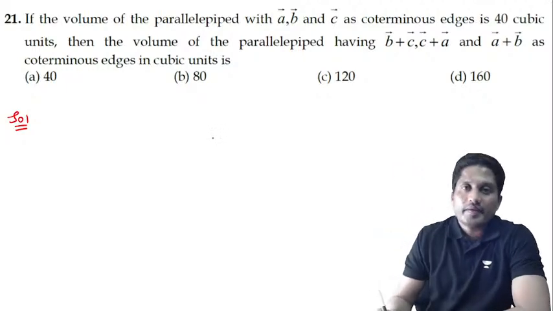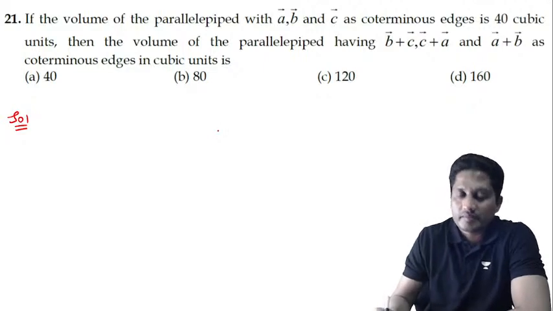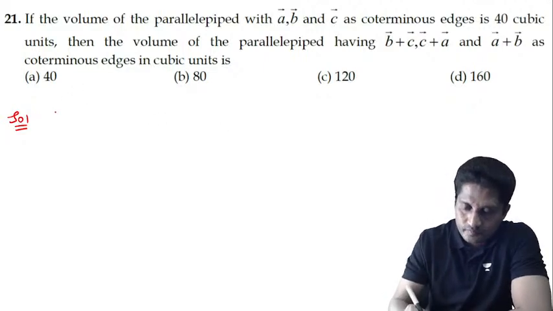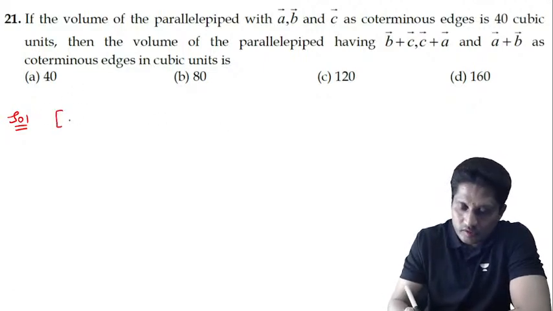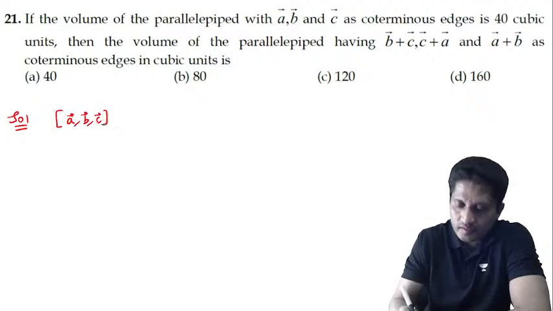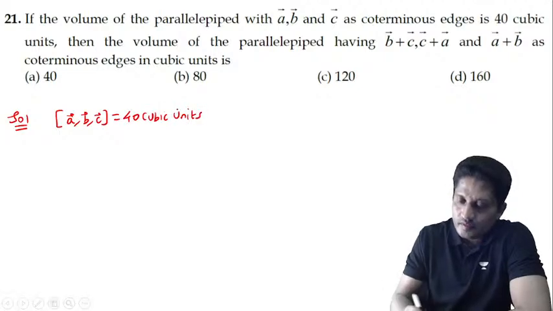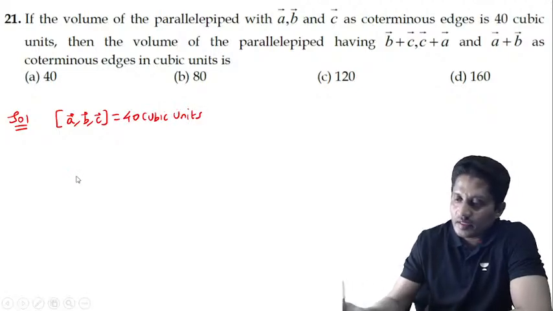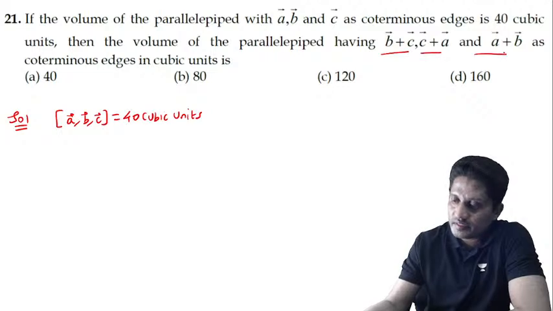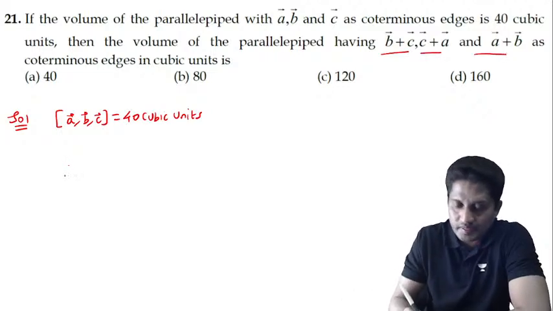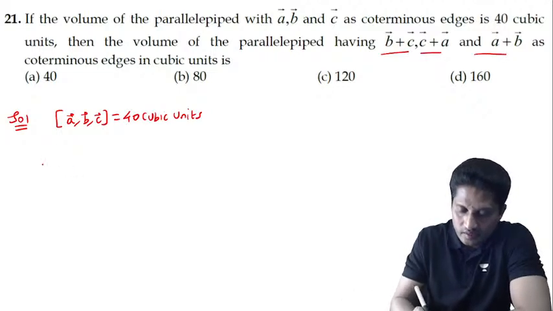If the volume of a parallelepiped with A, B, C as co-terminal edges is given, then the volume is the box product of A, B, C, which is equal to 40 cubic units. This is given in the problem. I'm supposed to find the volume of a parallelepiped having B plus C, C plus A, A plus B as co-terminal edges.